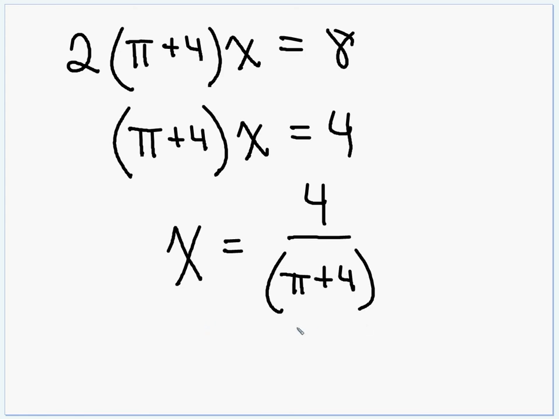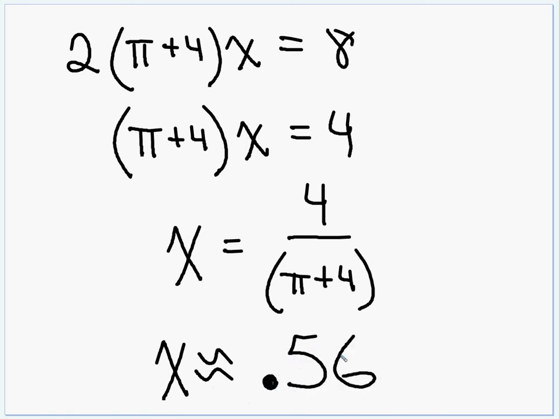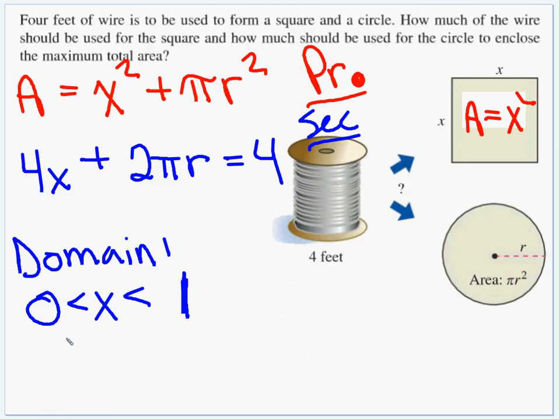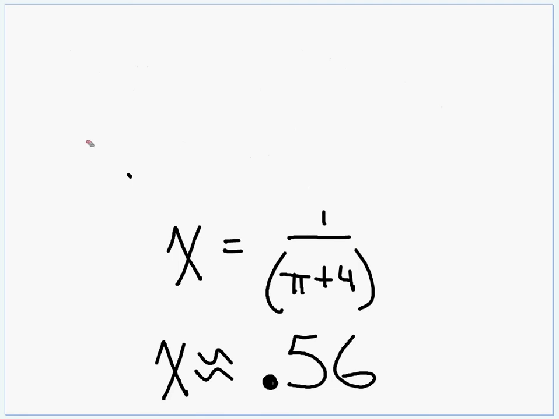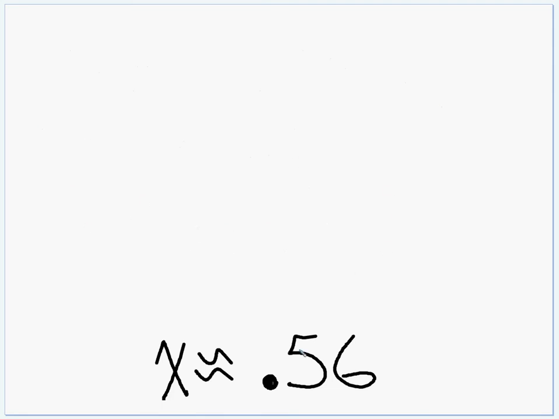Now, in the context of this applied problem, that doesn't mean much. Let's punch it in a calculator and get an approximate. x should be approximately 0.56. Now remember, we did look at the feasible domain. We said it should be a number between 0 and 1. Looks like we found it, 0.56. That's beautiful. So that might be the max area that we're looking for.